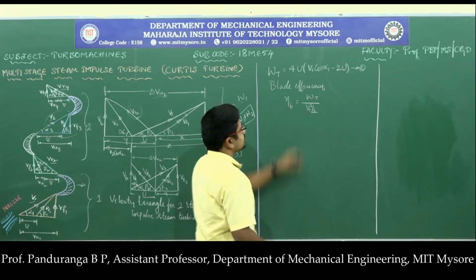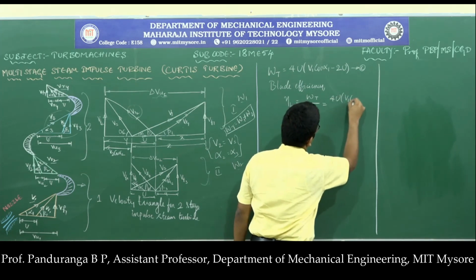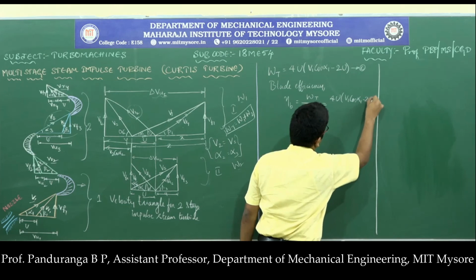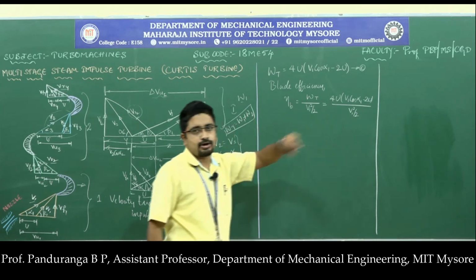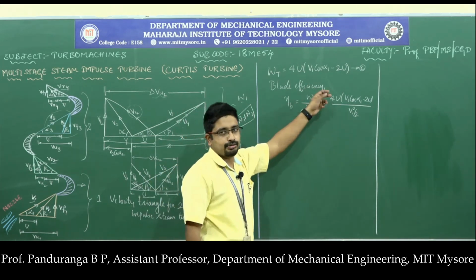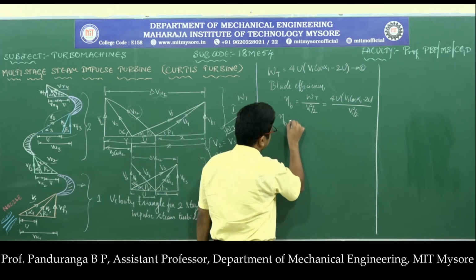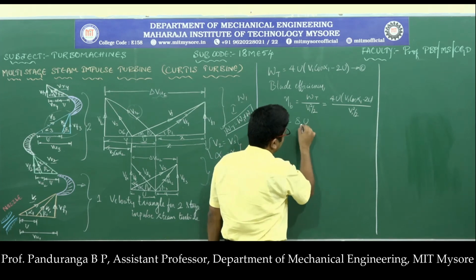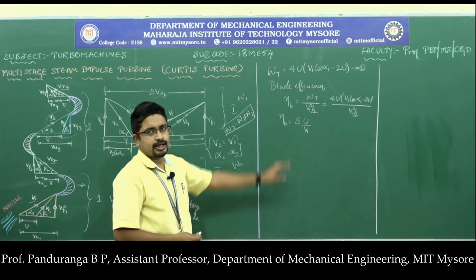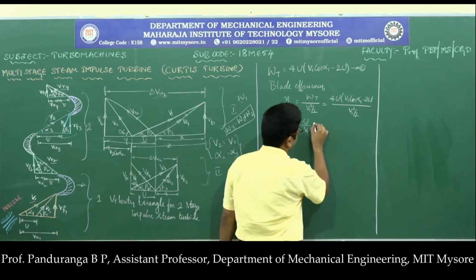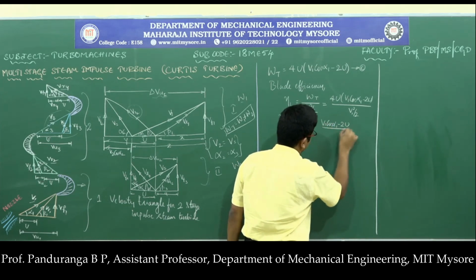So in place of Wt, I will substitute this from equation C, that is 4u into V1 cos alpha 1 minus 2u, everything divided by V1 square by 2. Here 2 is in the denominator of the denominator, it goes to the numerator and gets multiplied with 4. So we will get eta B equal to 8u divided by V1 square, that is V1 multiplied by V1. So I will write 8u over V1 multiplied by V1 cos alpha 1 minus 2u divided by V1.